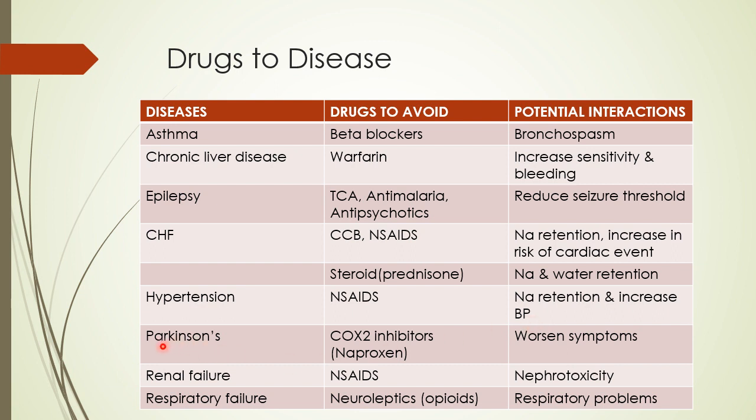blood pressure. In case of Parkinson's disease, you need to avoid COX-2 inhibitors, also known as naproxen. It worsens symptoms of Parkinson's, so you need to avoid these drugs. In case of renal failure, you need to avoid NSAIDs because they cause nephrotoxicity. Similarly, in case of respiratory failure, you need to avoid neuroleptics, which are also known as opioids, because they lead to respiratory problems, and it may complicate the case and patient condition.